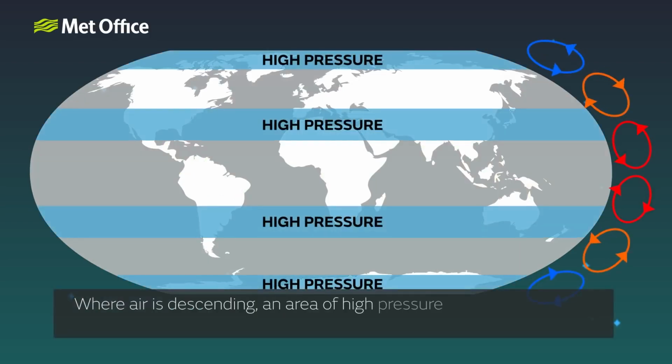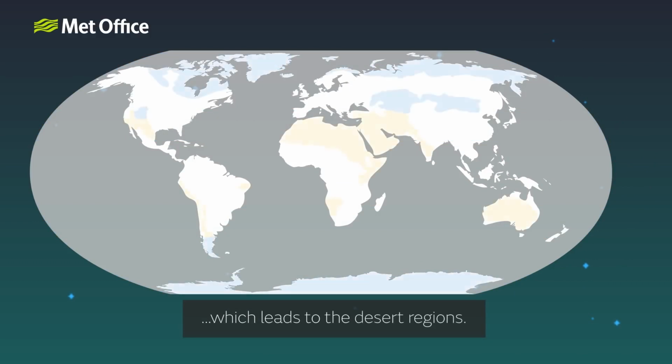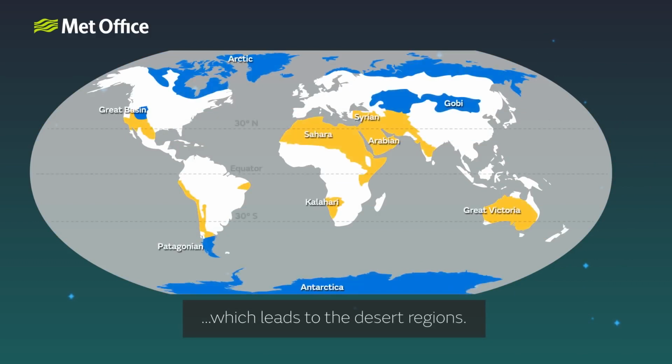Where air is descending, an area of high pressure forms, giving largely clear skies and little rainfall, which leads to the desert regions. But not all deserts are hot.